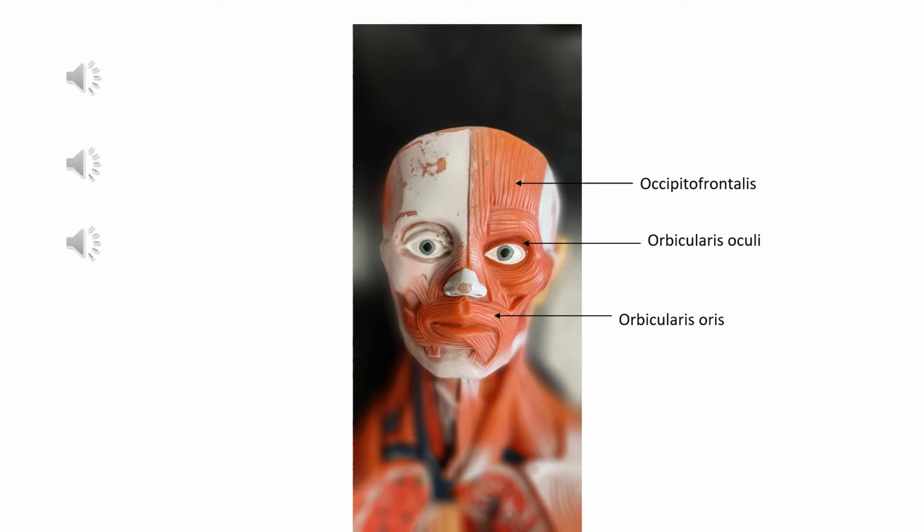This is the orbicularis oculi. Its main action is to close the eyelids. This is the orbicularis oris. Its main actions are to compress, contract, and protrude the lips.